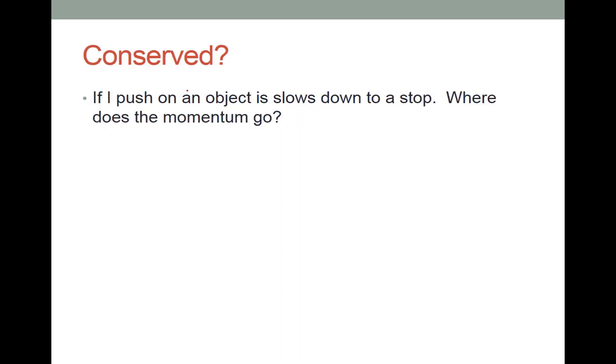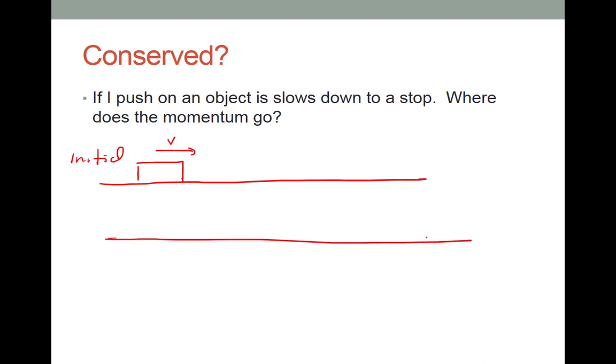Okay, so conserved. So let's think about this. If I push on an object, it slows down to a stop. Where does the momentum go? So drawing the picture of what I mean. So here I have an object, looks like a block again. I give it a push, that gives it some velocity. So this would be the initial situation. And the final situation is it's moved a little bit down, and it is no longer moving.